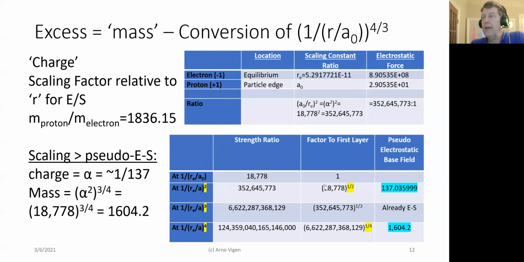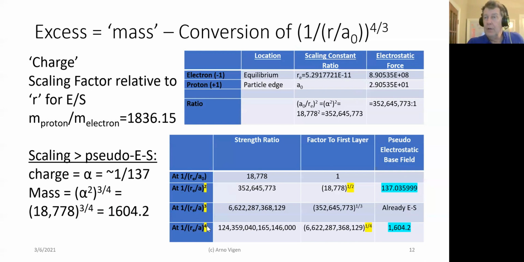And obviously the extra amount of that factor to the 3/4, the extra R1 over R versus the R is 1/4. We see this number all the time. That is the fine structure constant, 137.05. Now, obviously, if you're working in the cubed layer, it's already in the electrostatic, so we don't do that.